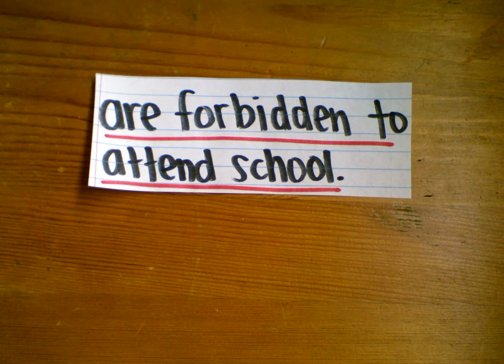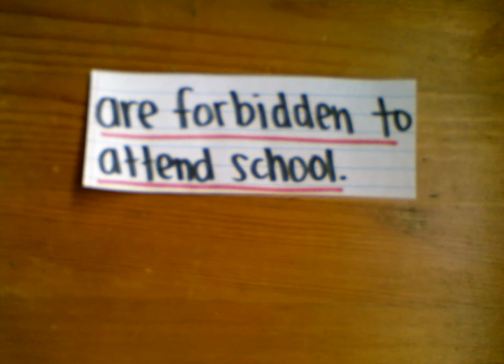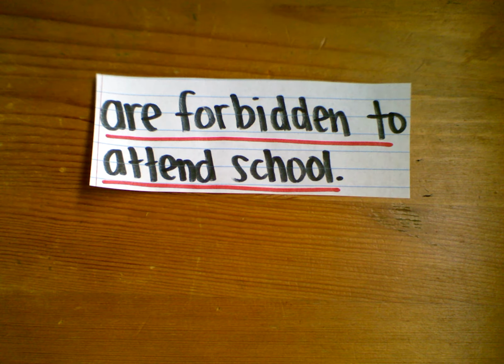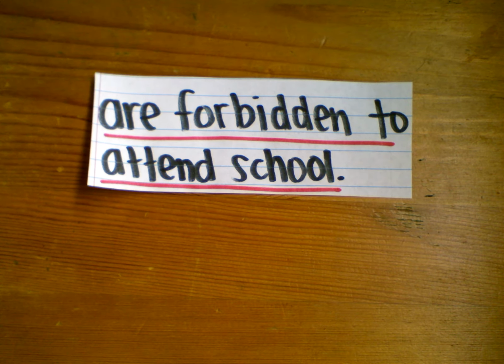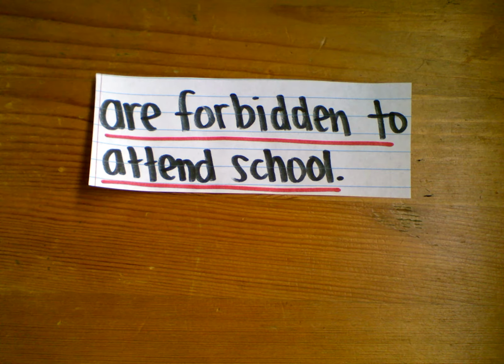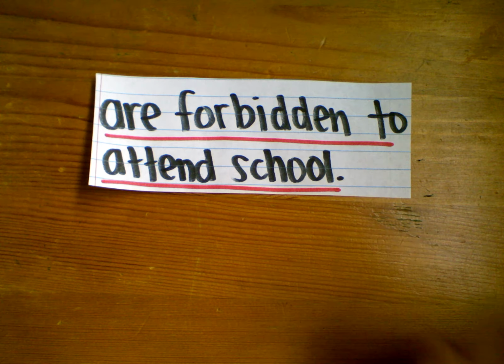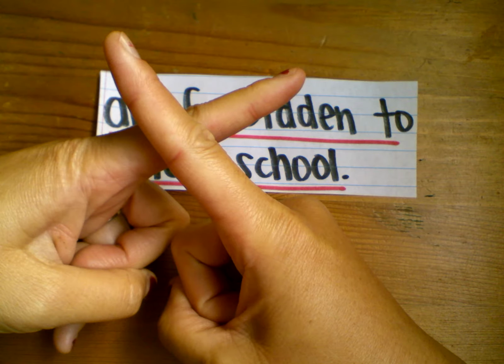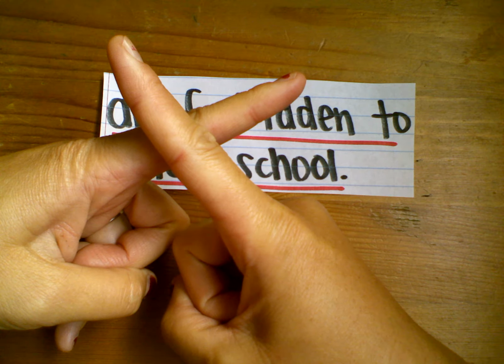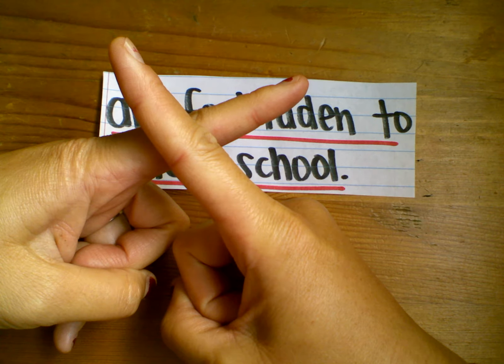So who forbids Nasreen to go to school? And how do you know? Great. If you said the soldiers, then you are correct. The soldiers are the ones who do not want these girls to learn. Okay? Can you show me an X with your arms that shows me that girls in Afghanistan are forbidden to attend school? That means that they cannot attend school. So I just crossed my fingers here.